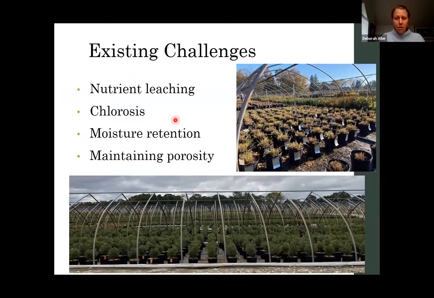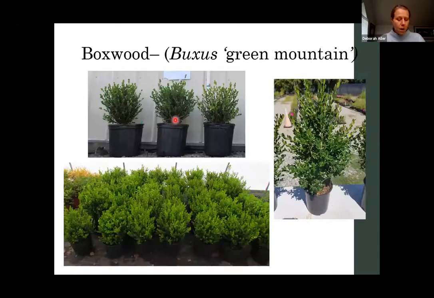Obviously, growers use a wide range of soilless medias, but they're still having many issues here. One high-value crop is boxwood. It's widely grown on Long Island. There are a number of issues with it, including chlorosis. However, it's very popular on Long Island, becoming more popular, particularly because it's relatively deer resistant. And we have lots of deer pressure here.